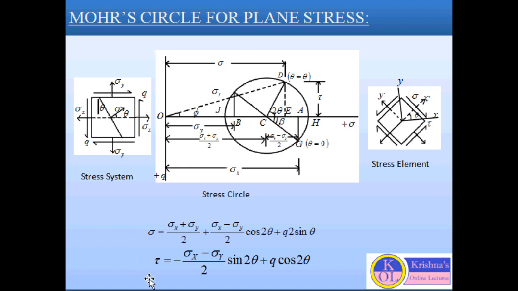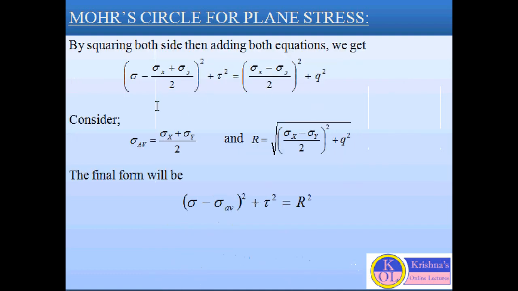These equations are the equation of a circle in parametric form with angle 2 theta as the parameter. If we want to eliminate this parameter, we will square both sides of each equation and add these equations. So we will get this equation. The final equation is (sigma minus (sigma x plus sigma y) by 2) whole square plus tau square equal to ((sigma x minus sigma y) by 2) whole square plus q square.